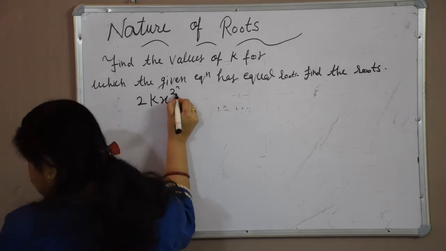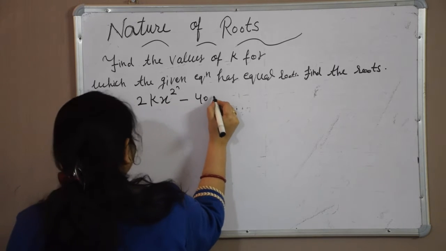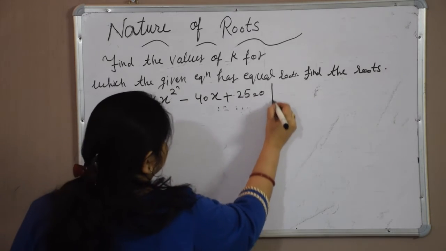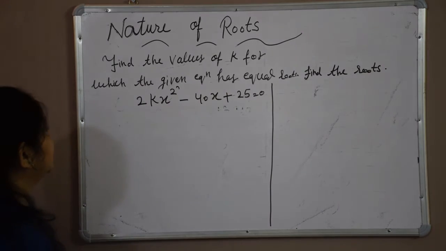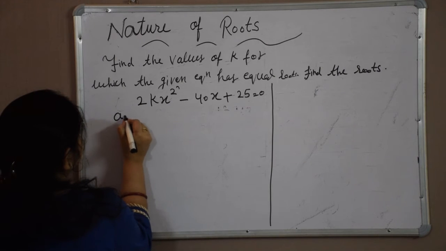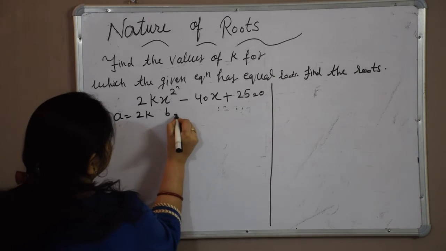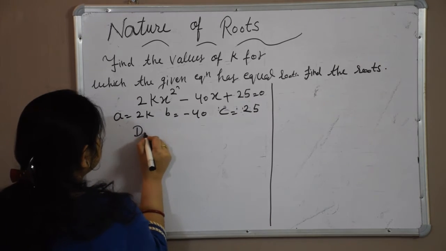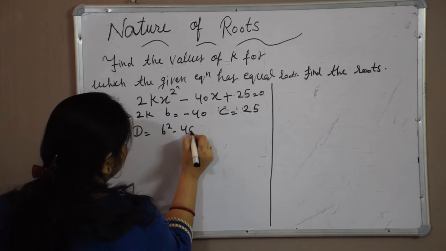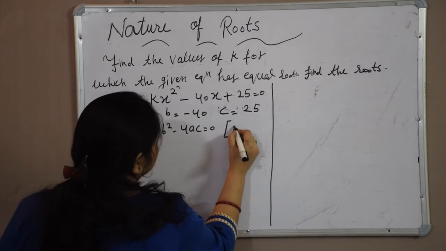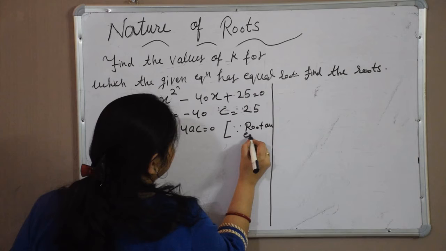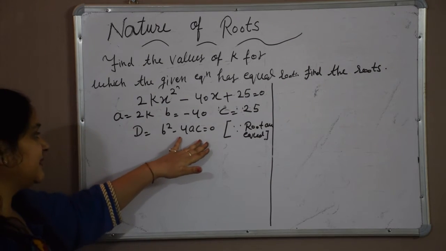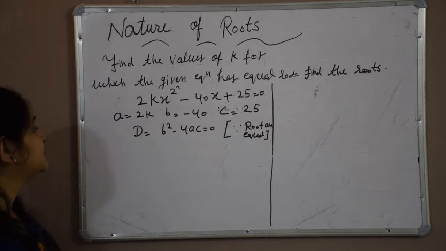2kx square minus 40x plus 25 equal to 0. First of all, here a is equal to 2k, b is equal to minus 40, c is equal to 25, and D is equal to b square minus 4ac equal to 0. You can give the reason also because it is already given that the roots are equal, therefore D is equal to b square minus 4ac equal to 0, roots are equal.